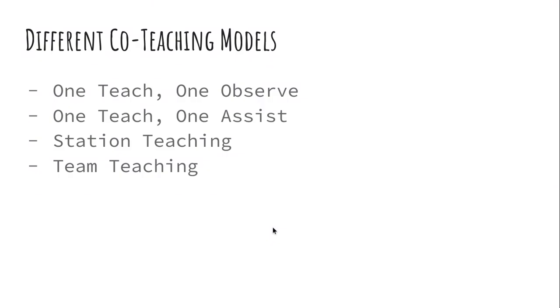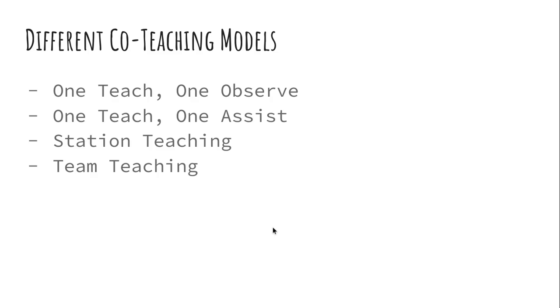To discuss what exactly a co-teaching model looks like, we have a few examples that you might have seen before. The first example is one teach, one observe. This model is a singular teacher teaching in front of the class, and then another teacher is in the back, maybe taking data on the students, not really presenting their voice, but they are observing the students' behaviors and recording data.